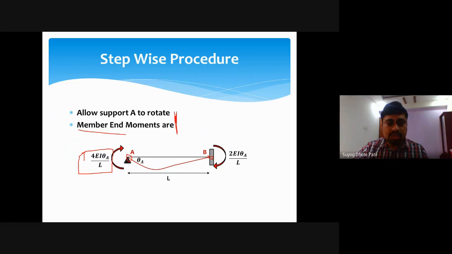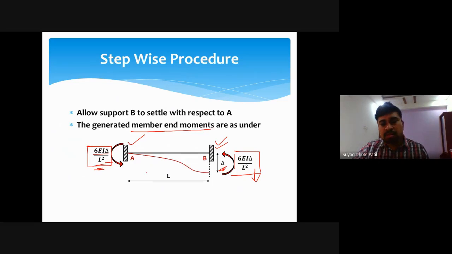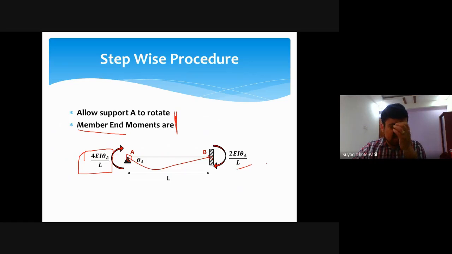By taking this assumption, we can calculate this rotation. After application of this rotation, the member end moments will be 4EIθA/L, whereas the other is 2EIθA/L. In this case, these two parameters are not similar, whereas in the earlier case they are similar, because if I consider rotation about this joint, I have to consider it as a hinge joint, because in a fixed joint rotation is not possible.